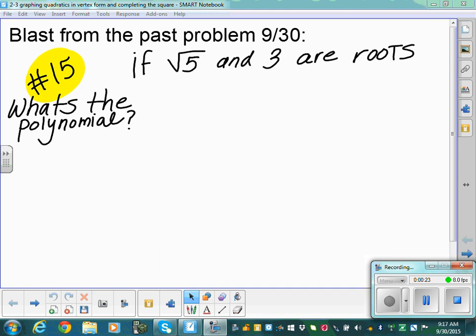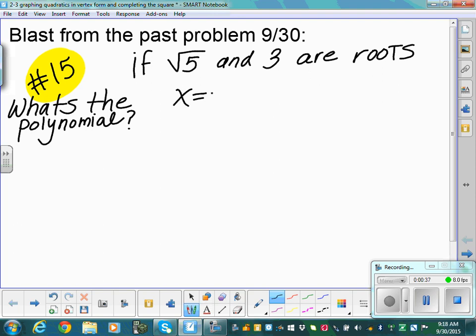So the question is, first of all, we learned yesterday the conjugate root theorem. The conjugate root theorem says if you have an imaginary root or an irrational root, then its conjugate is also a root. So we have right now x is equal to the square root of 5, and we have x is equal to 3. Is there any other roots? Good. x is equal to negative square root of 5.